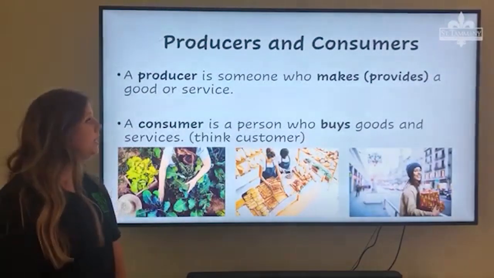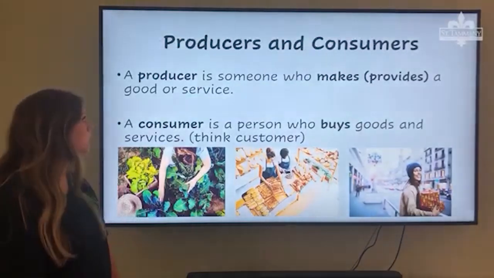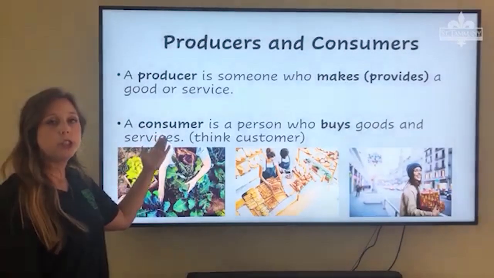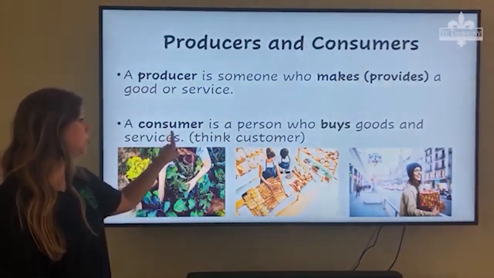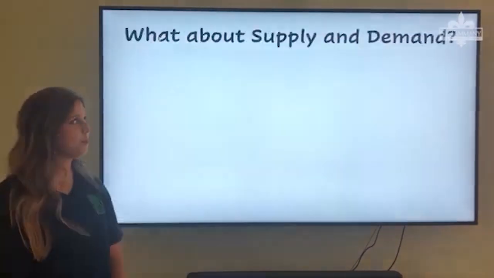A producer is someone who makes or provides a good or service. A consumer is a person who buys goods and services. So when we think consumer, you want to think customer.